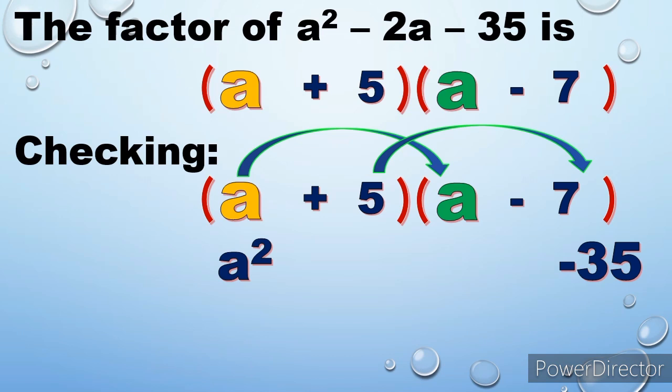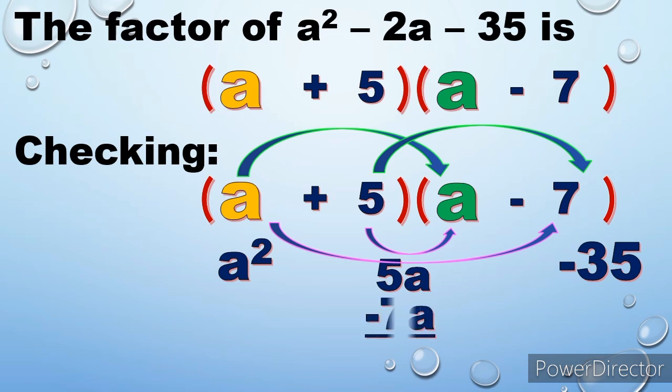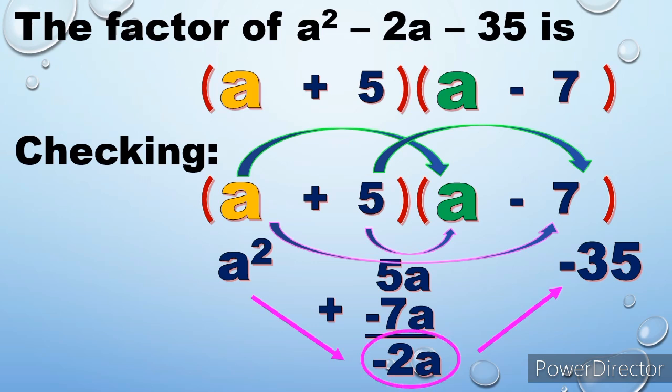How about the middle term? So, 5 times a is equal to 5a. Then, a times negative 7 equals negative 7a. And then, we add 5a plus negative 7a equals negative 2a. Okay. The resulting product is a squared minus 2a minus 35, which is match doon sa given trinomial natin na a squared minus 2a minus 35.